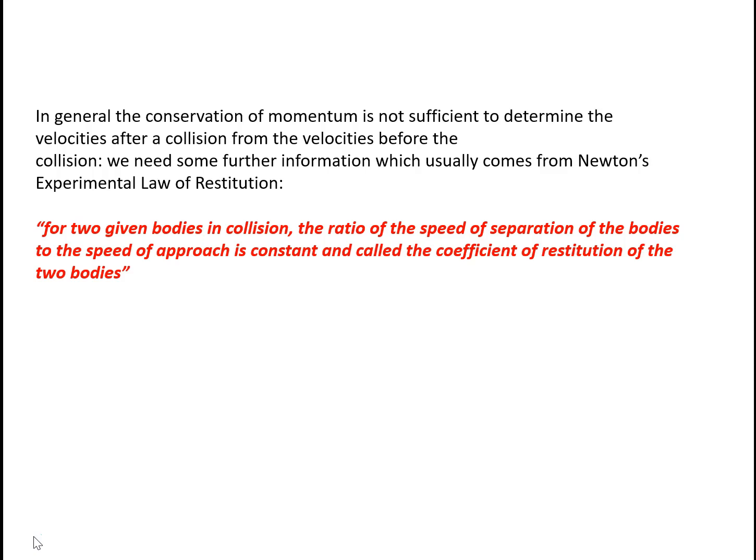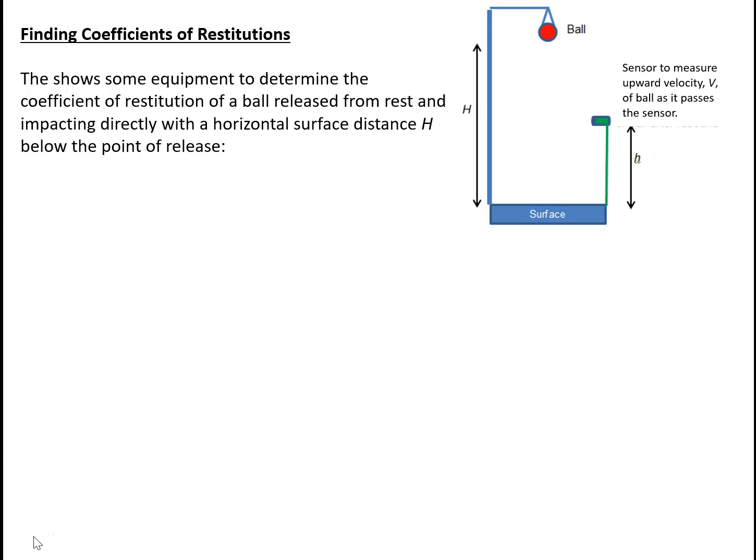And this says that for two given bodies in collision, the ratio of the speed of separation of the bodies to the speed of approach of the bodies is a constant. And this constant is called the coefficient of restitution of the two bodies, and it simply depends on the materials that the two bodies are made of. In terms of finding the coefficient of restitution, this will be done experimentally.